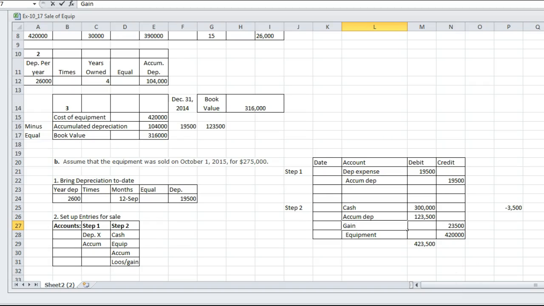And that is what I want you to remember about assets and selling them. I hope this has helped.